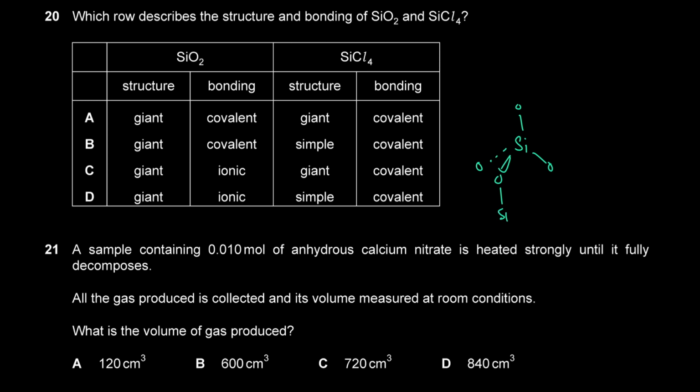We have a macromolecule where each oxygen is bonded to 2 silicons, and each silicon is tetrahedrally bonded to 4 oxygens. So we have a macromolecular or giant covalent structure for silicon 4 oxide, and then silicon tetrachloride, or silicon 4 chloride, is actually a liquid at room temperature because it has a simple covalent structure. So the answer is B.